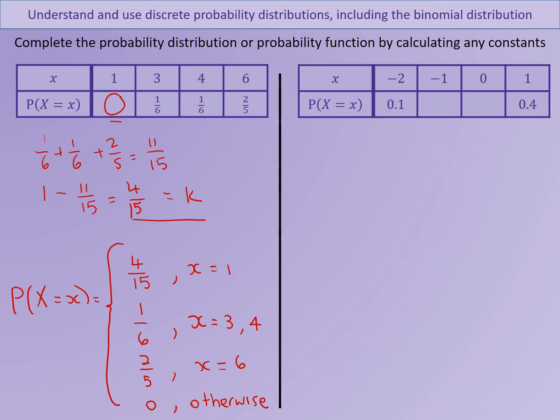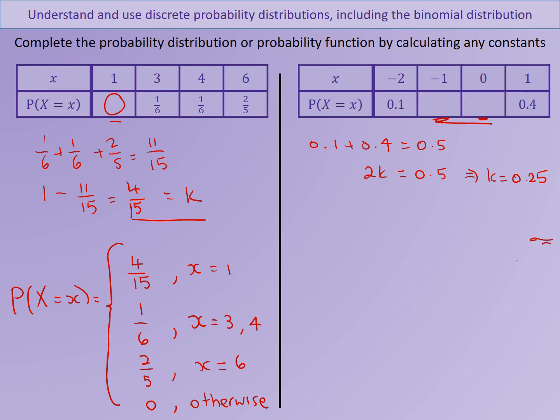With a second example, we have two values of k here and here. Now 0.1 plus 0.4 is equal to 0.5, and 1 minus 0.5 is 0.5, so two lots of k must be equal to 0.5, meaning k is equal to a quarter, 0.25. So we now know what these two are both equal to.